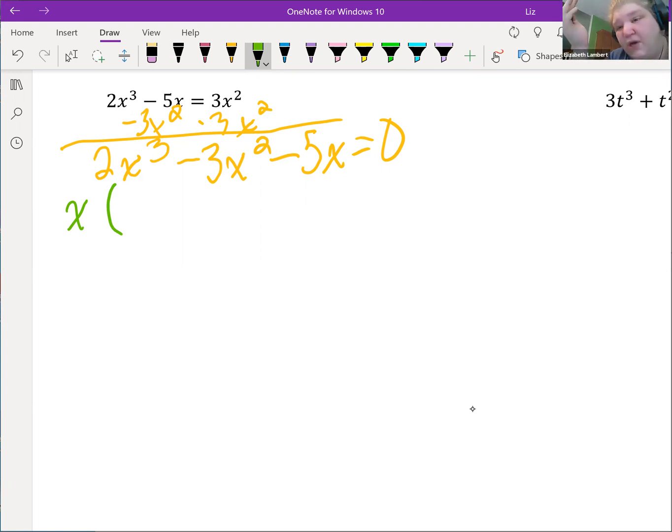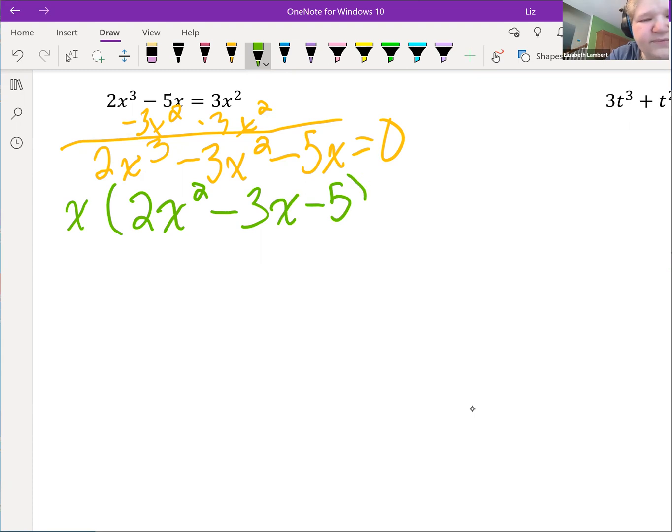If they had a number in common, we would also factor the number out, but they don't. So we have 2x squared minus 3x minus 5 is equal to 0. Now, if we were just factoring this, if it wasn't an equation, we'd have to keep writing x in front of until we got to the final answer.